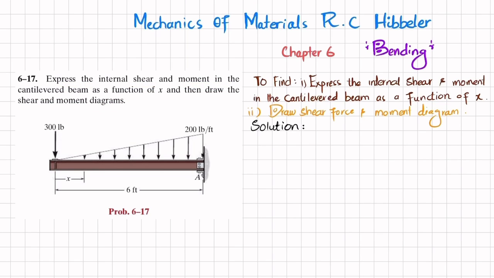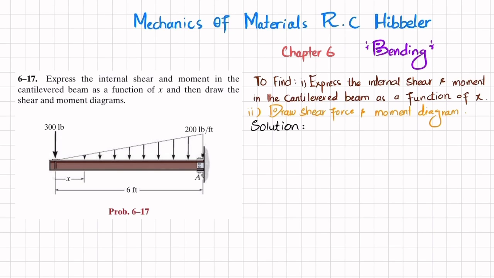So you can see this is the cantilever beam, which has a point load at this end, and there is a triangular load from start till the end, that is 200 pound per feet, and at this end we have a fixed support. Clear? So you have to first find the internal shear and moment as a function of x, and then draw the shear force and bending moment diagram. So let's start with the solution.